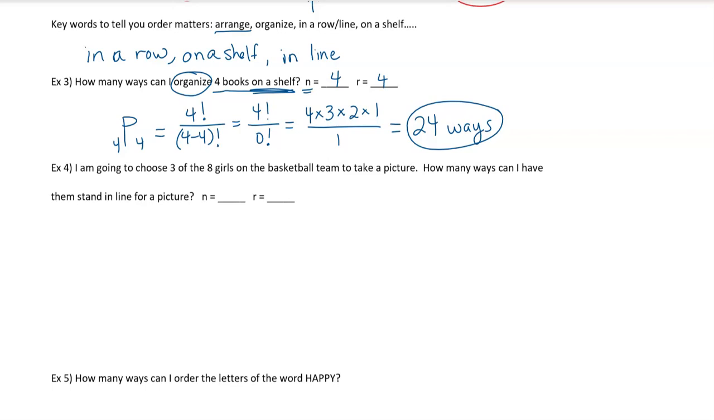Example 4 says, I'm going to choose 3 of the 8 girls on the basketball team to take a picture. How many ways can I have them stand in line for the picture? So I know the order matters because I have that they're standing in a line for a picture. n is how many girls we have. Well, we have a total of 8. How many are we going to choose to put in the picture? 3. So this is 8P3. We'll do n factorial. That'll be 8 factorial over (8 minus 3) factorial.